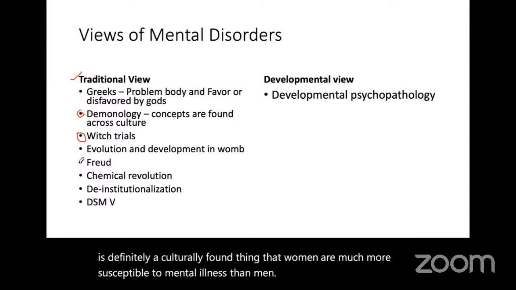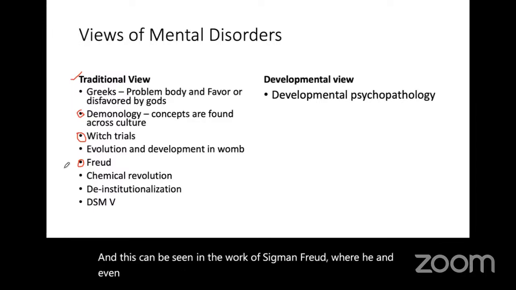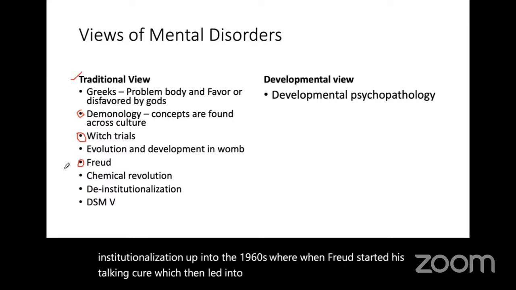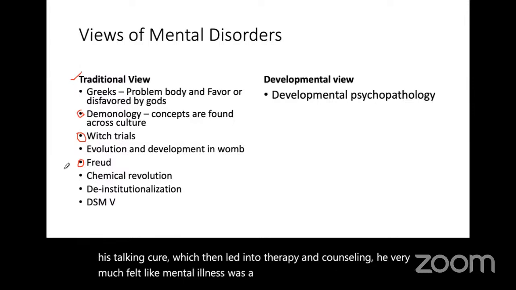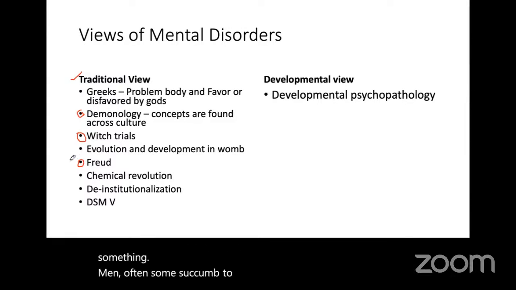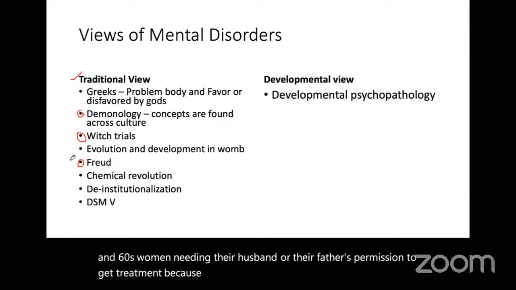And this can be seen in the work of Sigmund Freud, where he, even institutionalization up into the 1960s, where when Freud started his talking cure, which then led into therapy and counseling, he very much felt like mental illness was a female disorder. That it wasn't something men often succumb to. And we'll even see, well up into the 1950s and 60s, women needing their husband's or their father's permission to get treatment, because who knew better than the father or the husband.